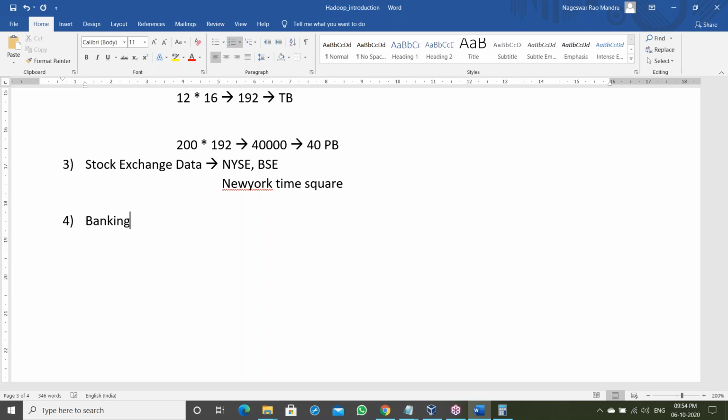Banking data. Customers are asking for their statements, maybe 1 year, 2 years, 3 years, maybe even 10 years. Yes, someone is asking for 10 years of statements. So banks have to maintain 10 years of data, which is very big data.